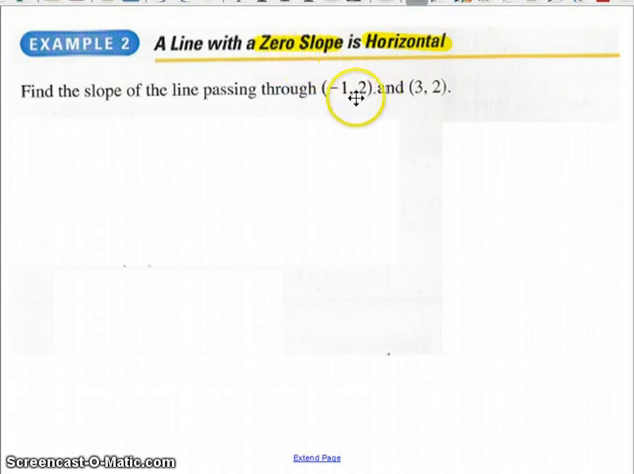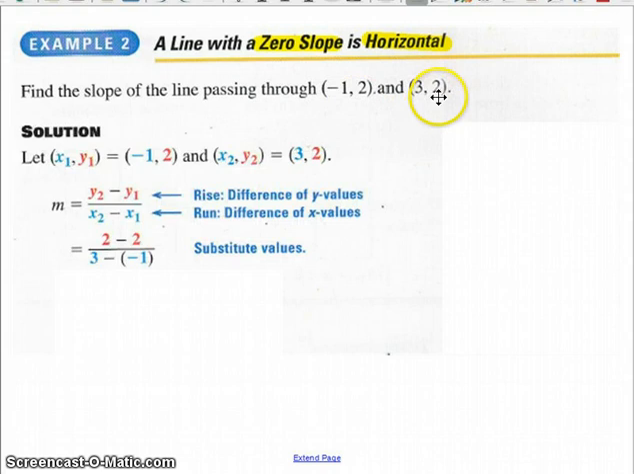Let's look at the specific example they've given us here. I'm going to have 2 minus 2 on the top, and I'm going to have 3 minus minus 1, or in other words 3 plus 1 on the bottom. Well, 2 minus 2 is 0. 3 minus minus 1, well, it doesn't matter what I have on the bottom. It turns out that it's 4, but 0 divided by anything is 0. And anytime you come up with 0 for your slope, you have a horizontal line.